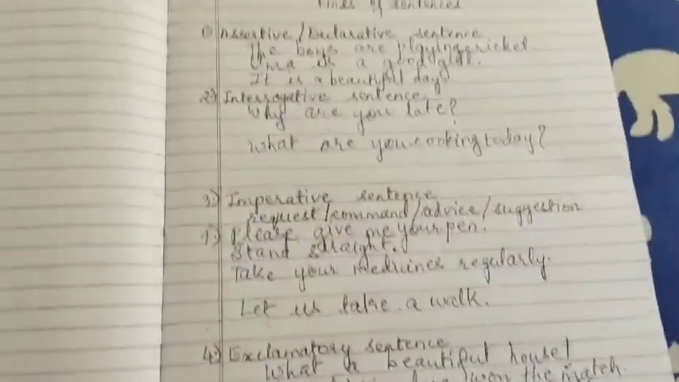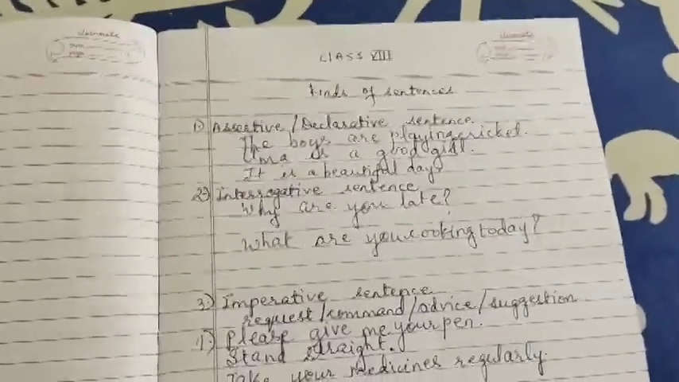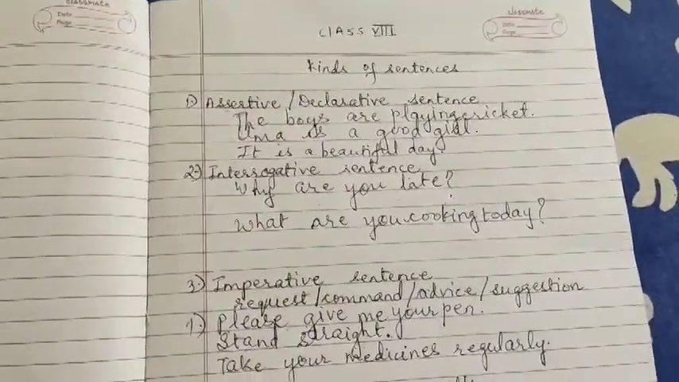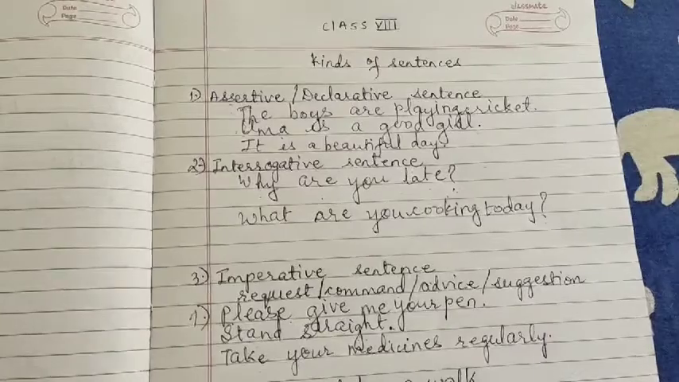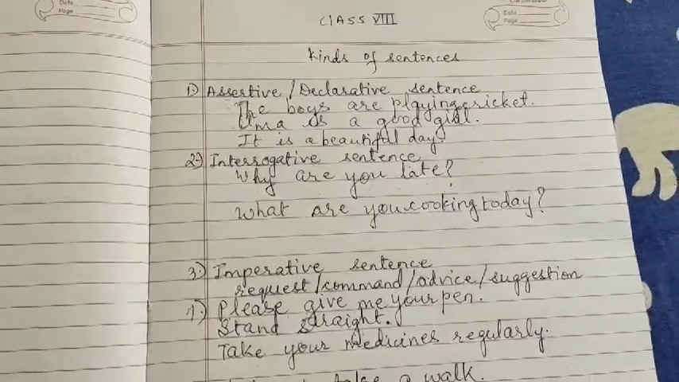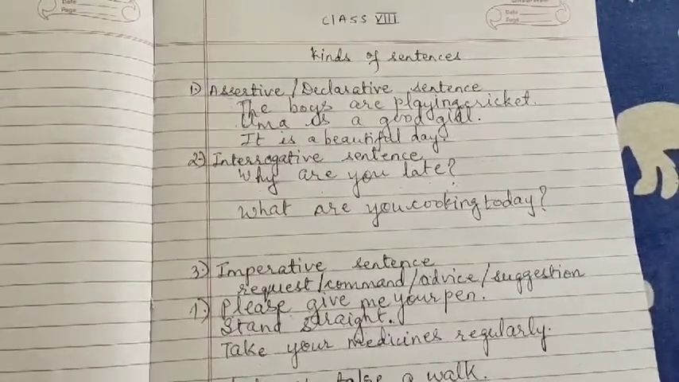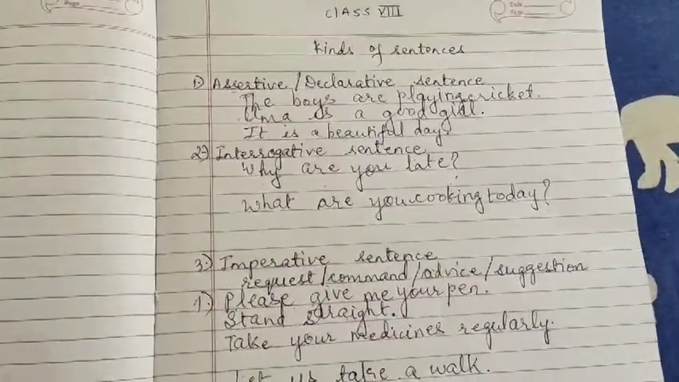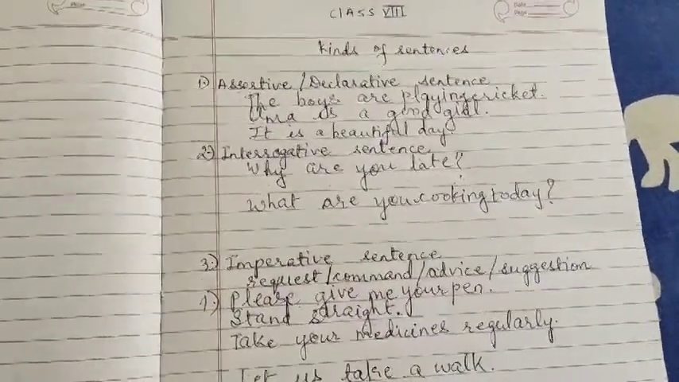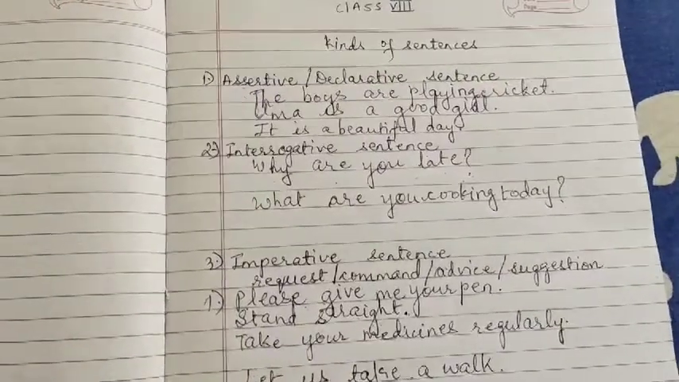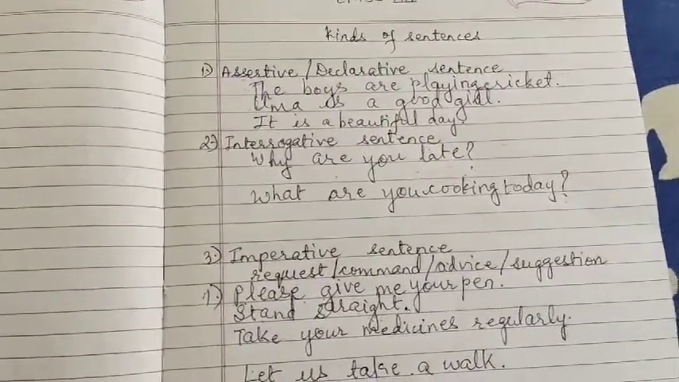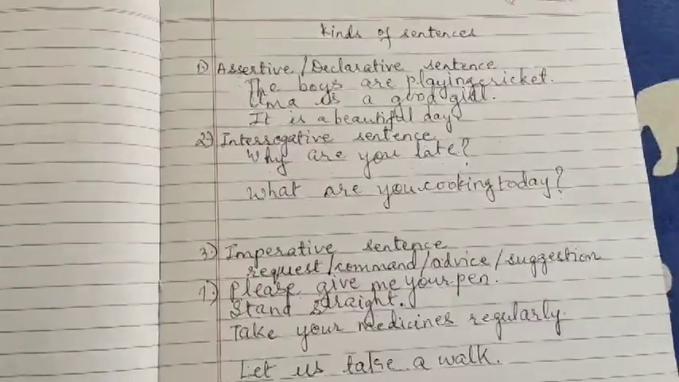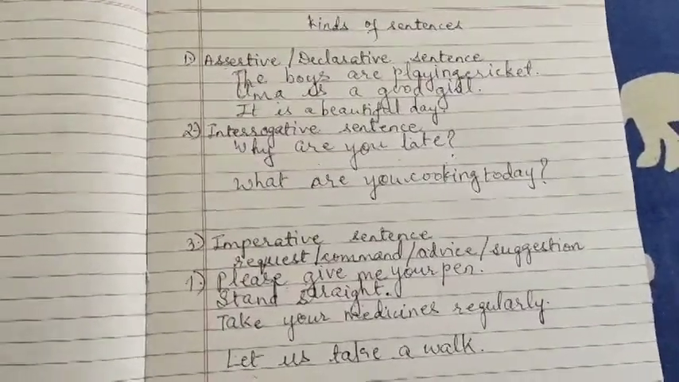So let us first start with the interrogative sentence. Although we have written assertive or the declarative sentence in the first place, we will first try to understand the interrogative sentence and the remaining ones, and then lastly we will try to understand the assertive sentence. So an interrogative sentence is a question.